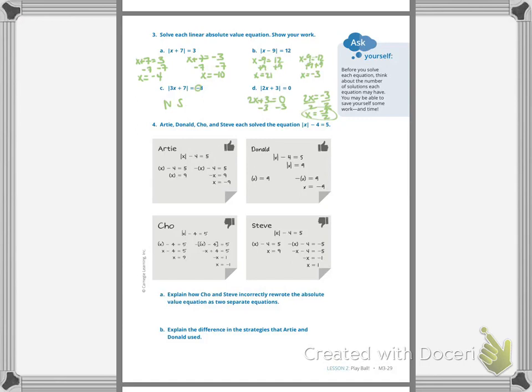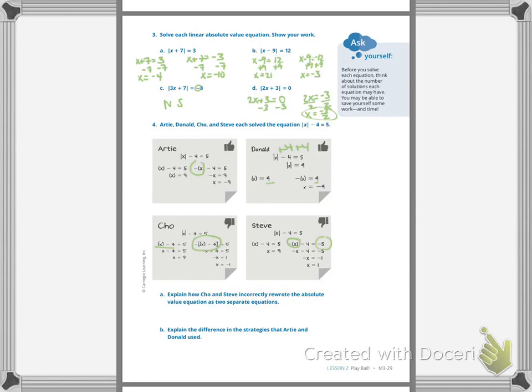Okay, so this one says Artie, Donald, Cho, and Steve each solved the equation absolute value of x minus 4 equals 5. So it looks like what Artie did was he just threw a negative on his x. Donald added the 4 first to get 9s, and then he flipped them, making the x negative. Okay, Cho, it looks like he applied the negative to the whole thing before he did anything, and then kept the other side normal. And then Steve only applied the negative to the x and the 5.